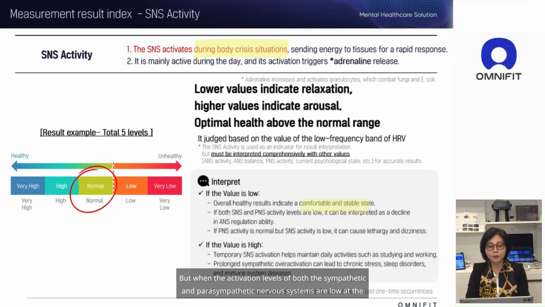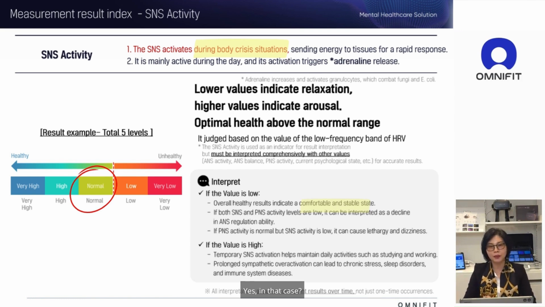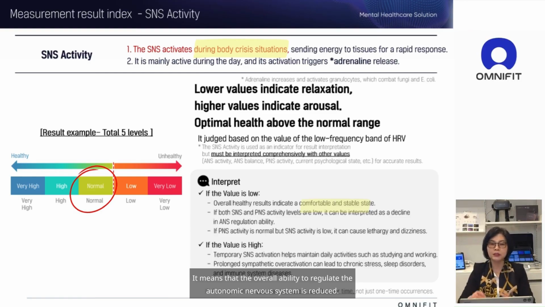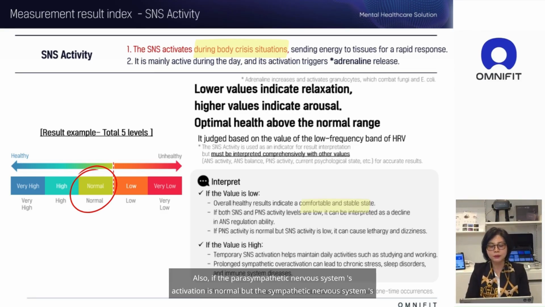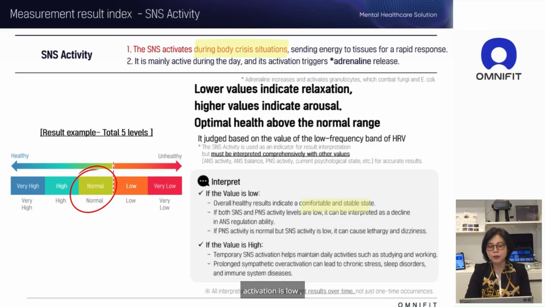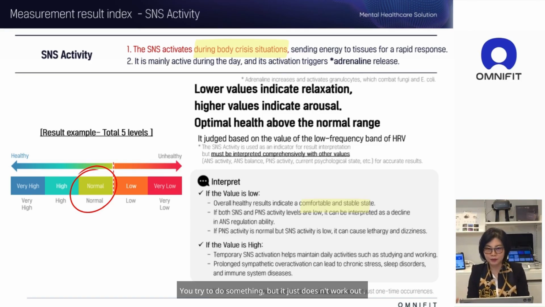But when the activation levels of both the sympathetic and parasympathetic nervous systems are low at the same time, it means that the overall ability to regulate the autonomic nervous system is reduced. So, you become more vulnerable to stress. Also, if the parasympathetic nervous system's activation is normal but the sympathetic nervous system's activation is low, in this case, you feel weak. You try to do something, but it just doesn't work out. So, it can lead to lethargy or even dizziness.